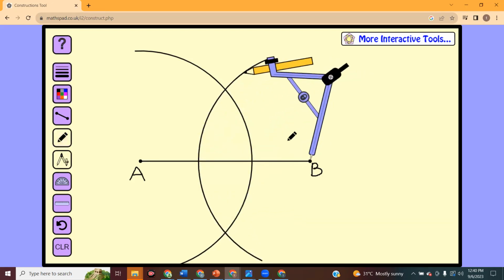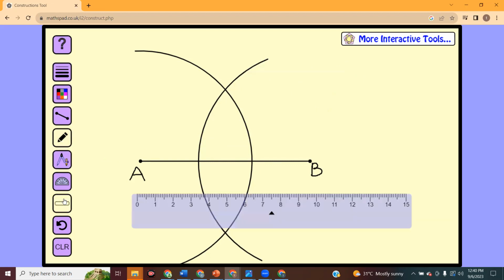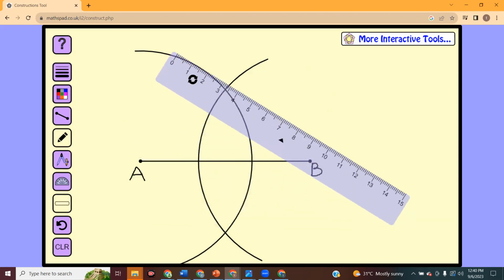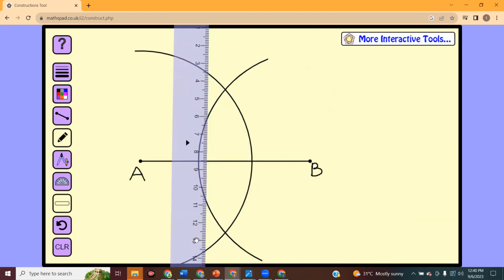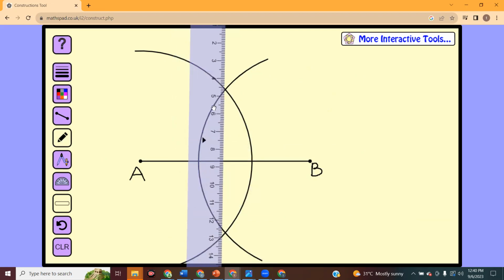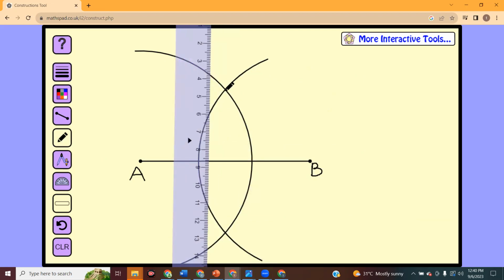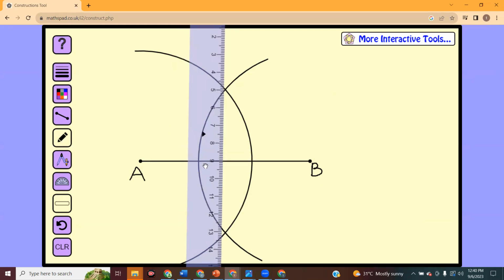Excellent. Okay, now that you have that, what you want to do is use your ruler. So let's use our ruler, and we're going to draw a line that intersects here and also intersects here, so that it will bisect the line AB. So we'll cut the line AB in half.